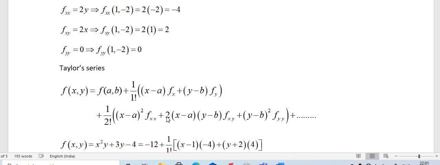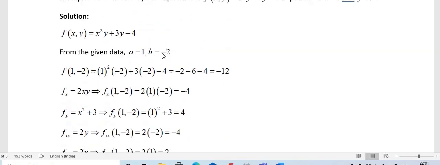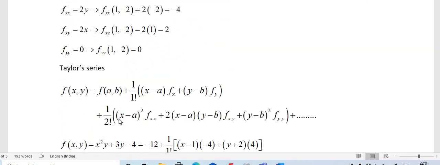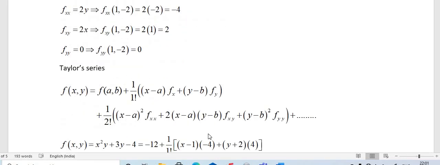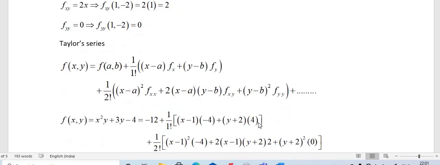By using this expansion, we are going to find out Taylor's expansion of the given function. f of x comma y, that is the given function, equals f of a comma b. Here we have minus 12, plus 1 by 1 factorial, a value 1, that's why x minus 1. Fx value is minus 4, substitute y plus 2, y minus b means y minus of minus 2, that is y plus 2. Fy value is 4.